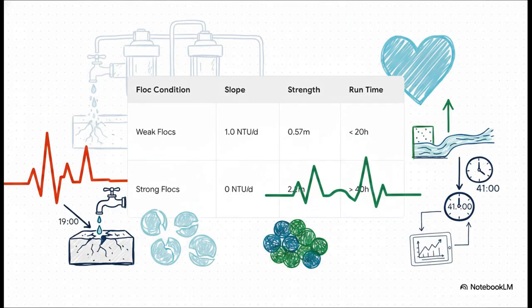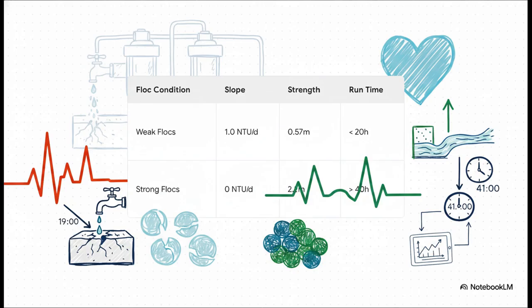Now, what's really interesting about this slide is seeing this applied in the real world. The comparison is just striking. When that slope hits 1.0, it means you've got weak flocks breaking at just 0.57 meters of head loss, and your filter is going to crash in under 20 hours. But if you have strong flocks, your slope is 0. They can withstand a massive 2.2 meters of head loss, and your filter hums along beautifully for over 40 hours.